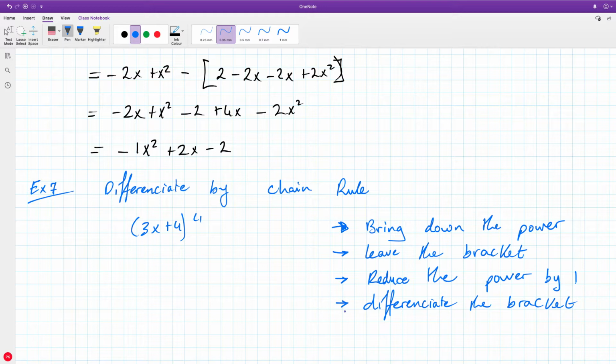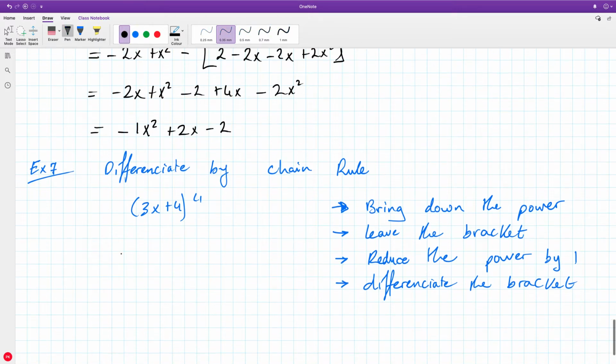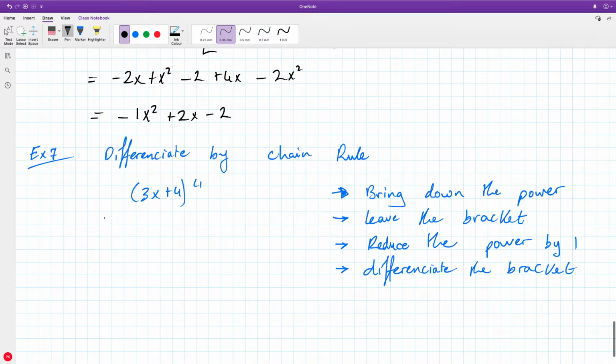12 times 3x plus 4 to the power 3. So as I said, you might do it slightly different in school. If you do it different in school with your teacher, fire away, do it that way. It's just the way I always found the easiest way to do.